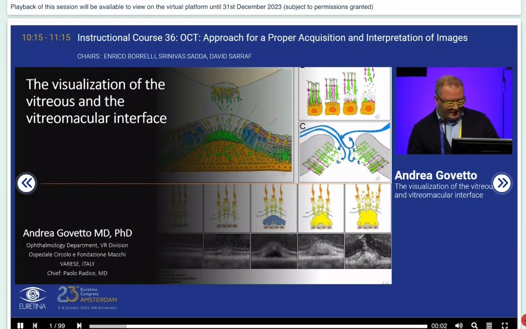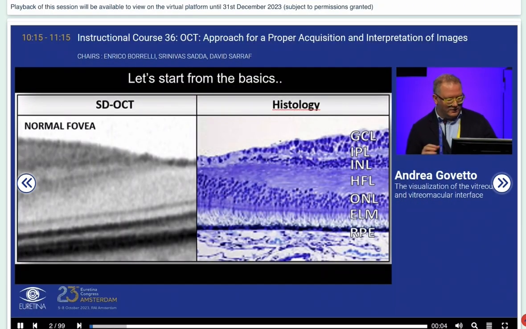Because the key thing here is that OCT is not the retina, right? The retina, that you see on the right, is not the OCT. So when you see an OCT, you need to have histology in mind. And this is what I always tell my residents, at least those few that listen to me. But I mean, you need to know histology.